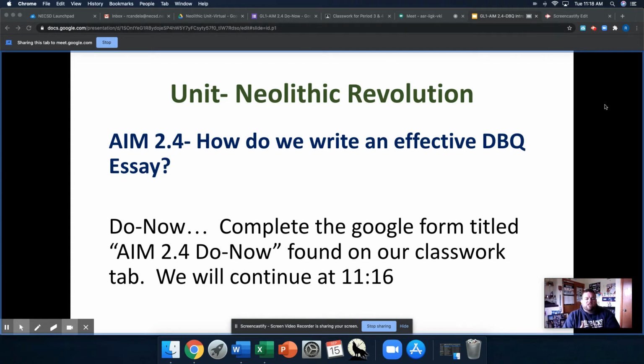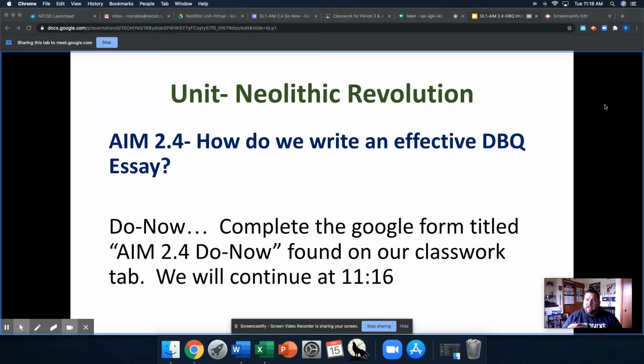Okay, so you guys had a chance to answer the do now, and we just went over the results of that. So in this class period, what we're going to be talking about is how do we write an effective DBQ essay. We're about to embark on our first writing assignment that's going to be graded as an assessment, and it's going to be a DBQ essay about the topic that we've just completed, the Neolithic Revolution.